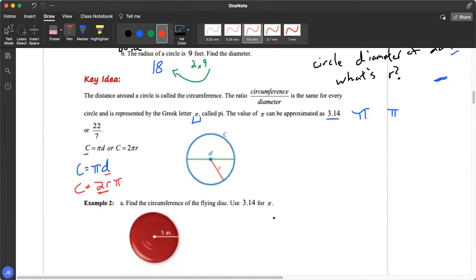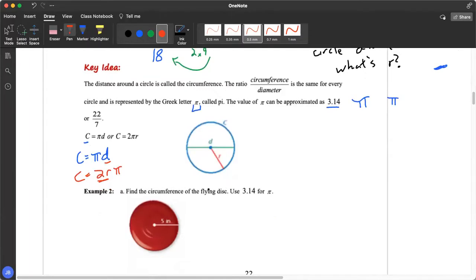All right. So example 2 says find the circumference of the flying disk, and we'll use 3.14 for pi. So here it looks like we have the radius. Now we could change the radius to diameter, it doesn't really matter. But what I'm going to do is circumference is going to be pi, but I'm going to use 3.14, and then times our 2, and then times our r, which is 5. So 5 times 2 is 10, then times 3.14, and that should give us 31.4 inches.